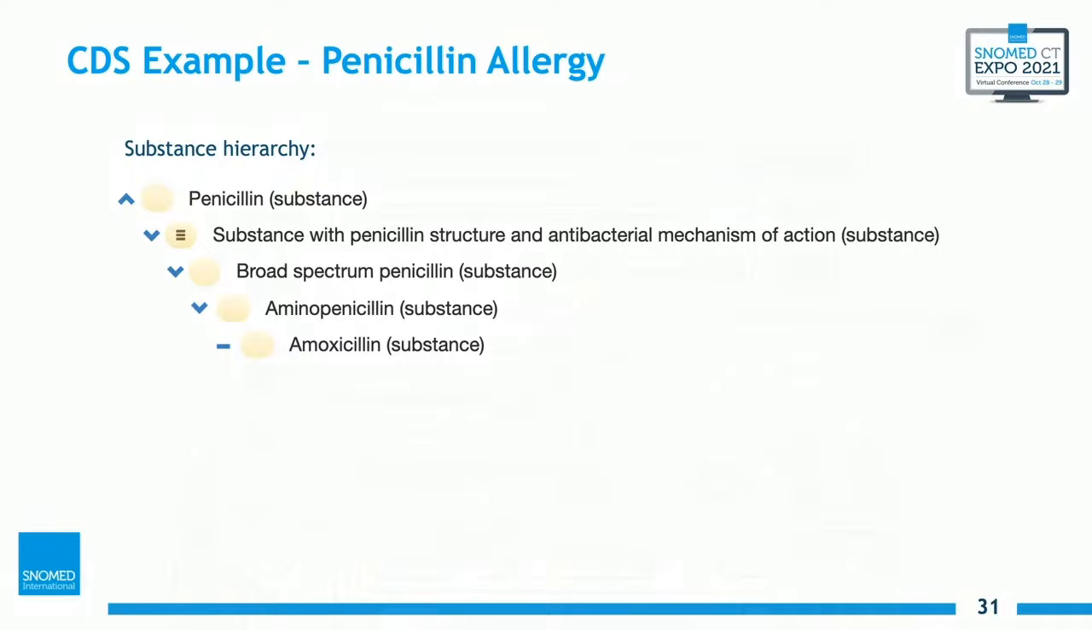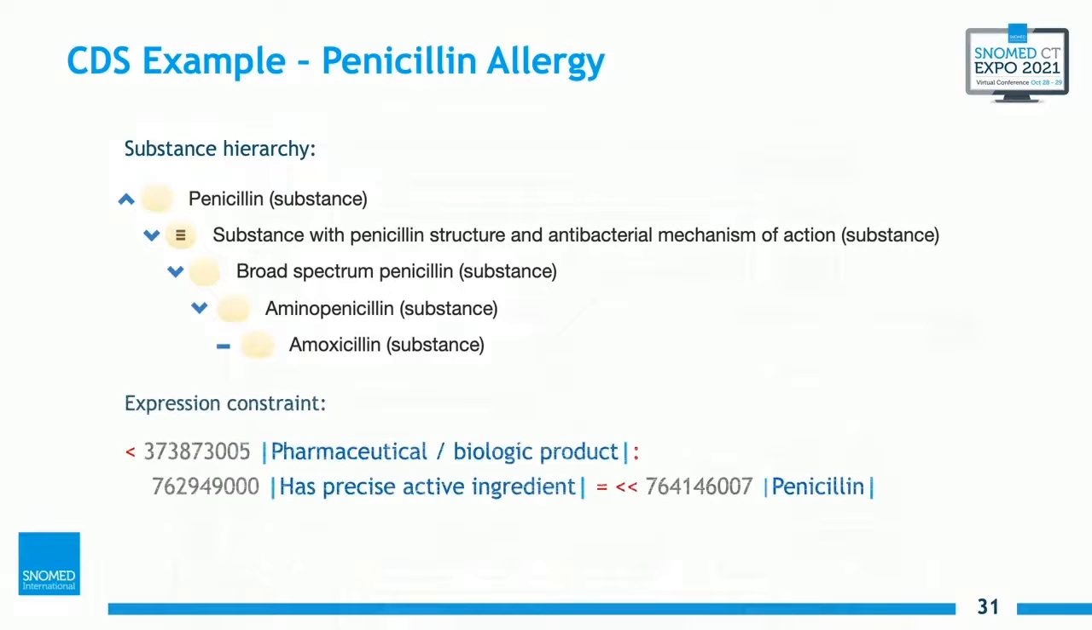Therefore, by using the defining relationships and the subtype hierarchy of SNOMED CT, we are able to identify that any drug which has a precise active ingredient of penicillin or any of its subtypes should not be prescribed to this patient.